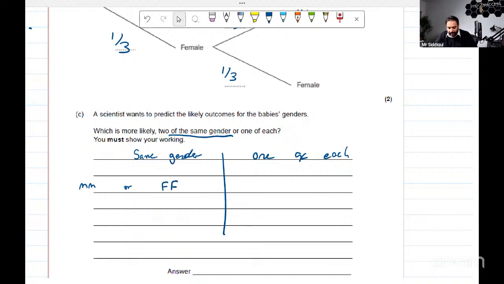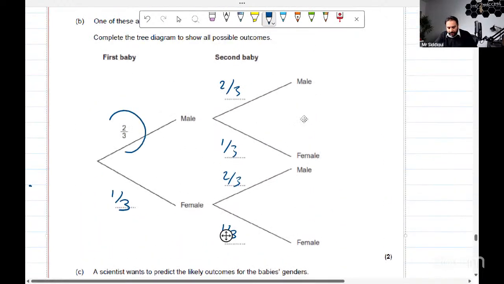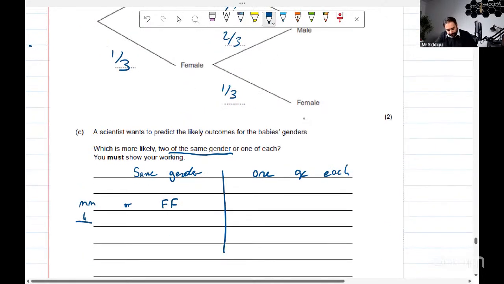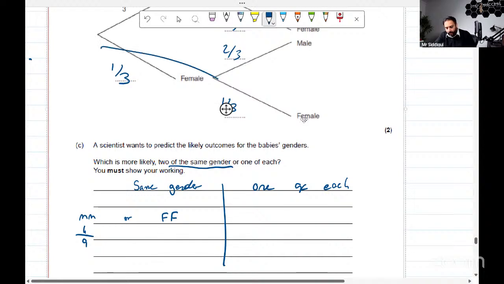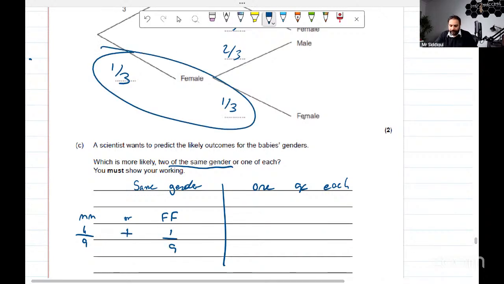That's the same gender. What's the probability of two males? It's 2/3 times 2/3, which is 4/9. What's the probability of two females? It's 1/3 times 1/3, which is 1/9. And you would add those together. So when you have two different ways of getting the same gender, you add their probabilities together. 4/9 add 1/9 equals 5/9.